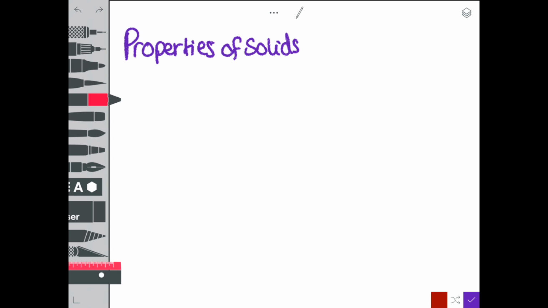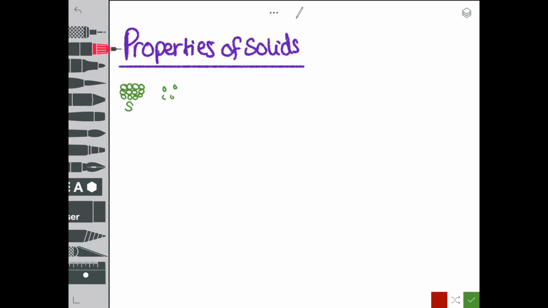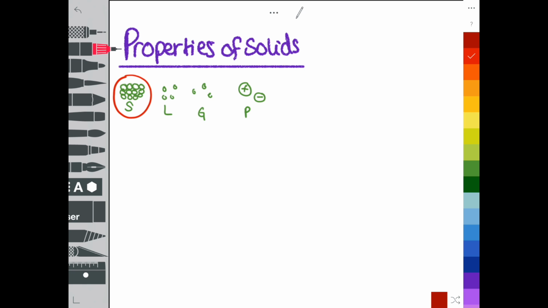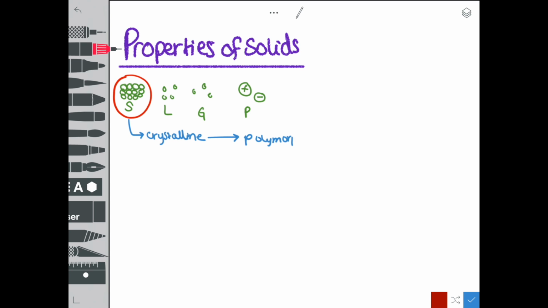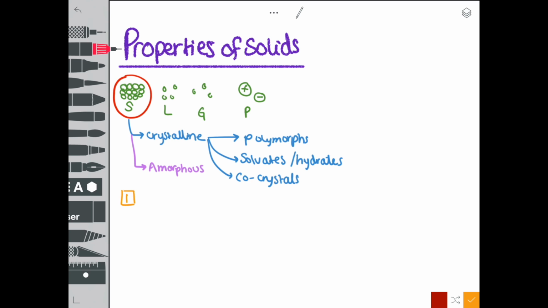Properties of solids. As you know, there are four states of matter: solids, liquids, gases, and plasma, which is essentially an ionized gas. Today's focus will be on solids. This is because solids are present as active ingredients or as excipients in dosage forms, so it's very important to understand their physical properties. Solids are either crystalline, so they come in polymorphs, solvates and hydrates, or co-crystals, or they can be amorphous, and more on crystalline and amorphous properties later on in the video.